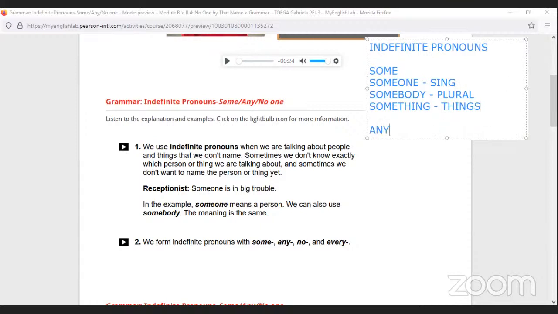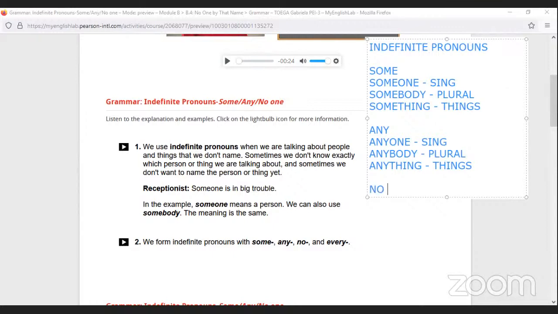What about any? When we talk about any, we have the same: anyone, anybody, and anything, okay? So it means the same as some. With anyone, we are talking about singular. Anybody, we are talking about plural. And anything about things.